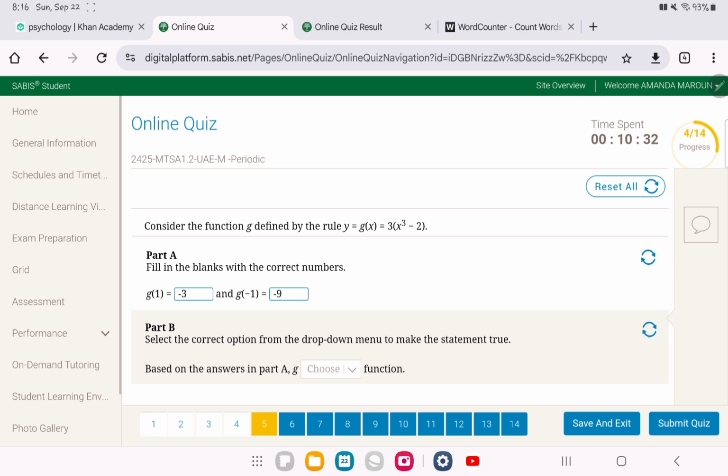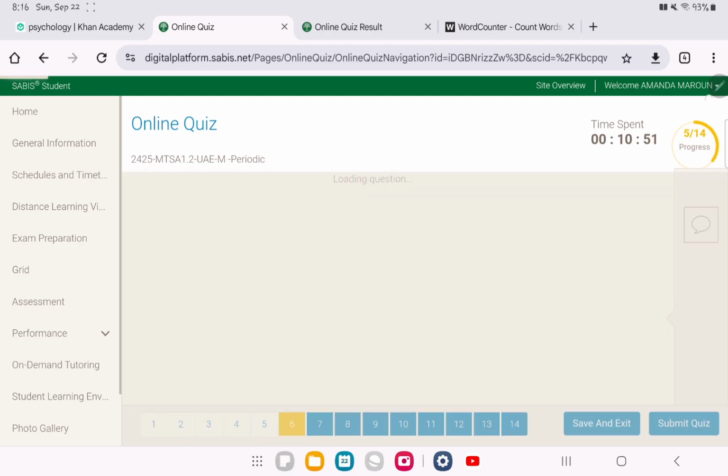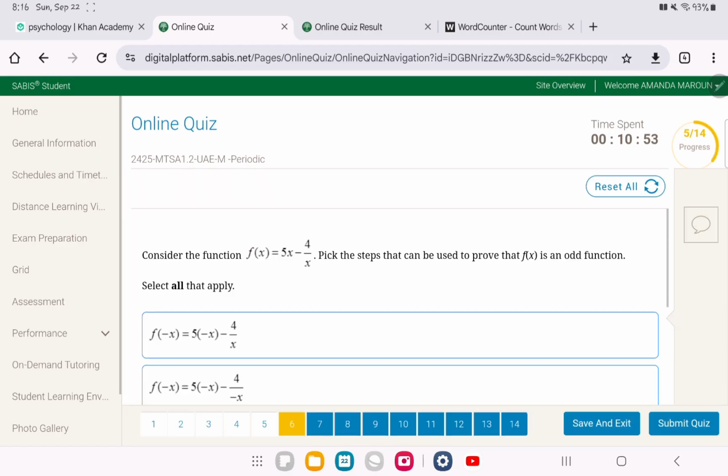Now definitely it's not even and not odd because they're two different values, so it's neither even nor odd. So by looking at the options, it's not even, it's not odd, so it is not an odd function. Question number 6. Consider the function f(x) equals 5x minus 4 over x. Pick the steps that can be used to prove that f(x) is an odd function.